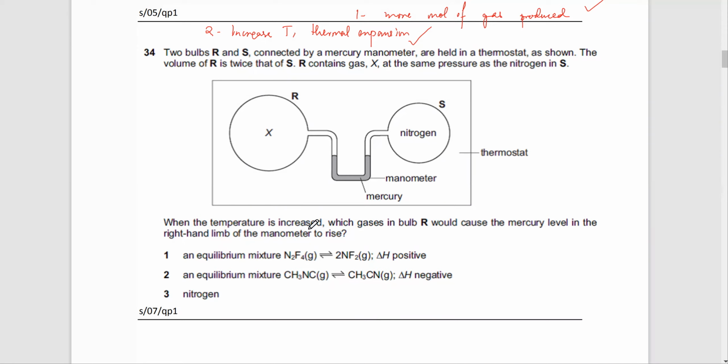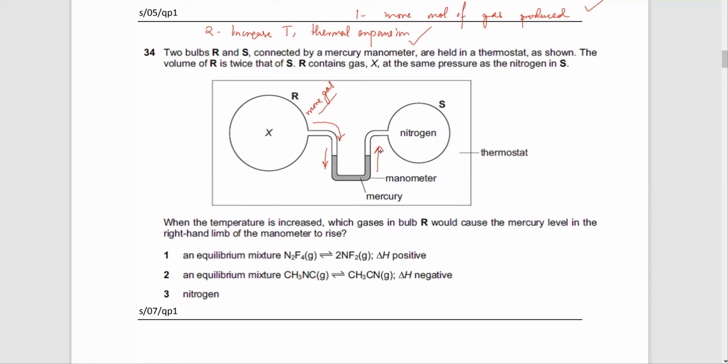There are two bulbs, R and S. When the temperature increases, which gas in bulb R would cause the mercury level in the right hand limb of the manometer to rise? So this is the right hand limb. He wants the right hand limb of the mercury to rise. Then that obviously means that the left hand limb would be going down. Why would it be going down? Because there's probably more gas over here, and more gas would be pushing the mercury from one side, which is why it's rising on the other side.